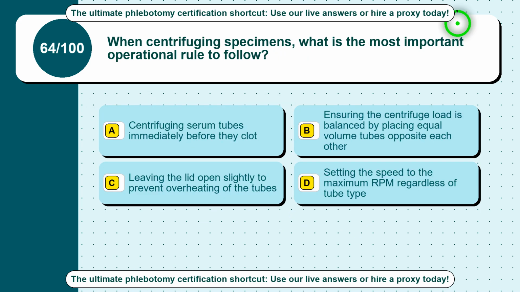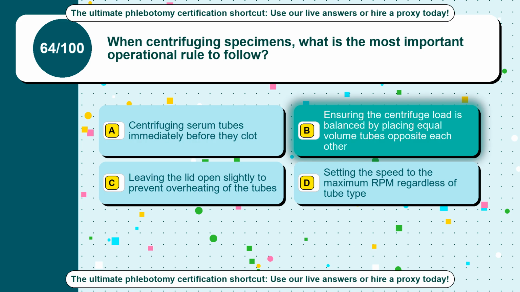Question 64. When centrifuging specimens, what is the most important operational rule to follow? Option A, centrifuging serum tubes immediately before they clot. Option B, ensuring the centrifuge load is balanced by placing equal volume tubes opposite each other. Option C, leaving the lid open slightly to prevent overheating of the tubes. Option D, setting the speed to the maximum RPM regardless of tube type.